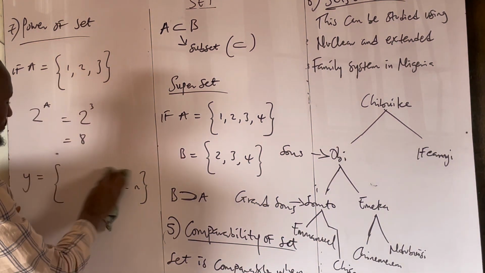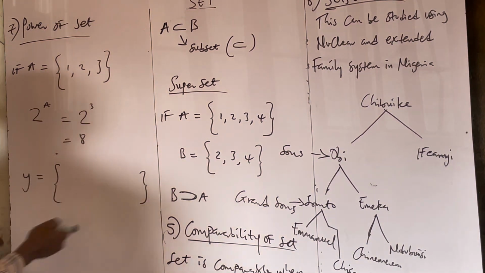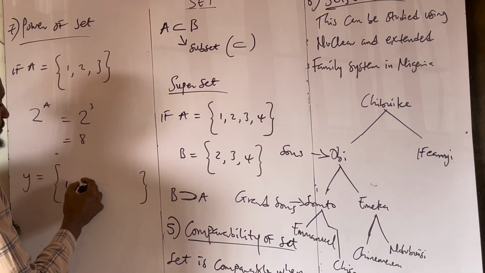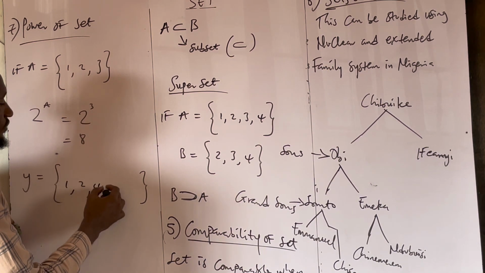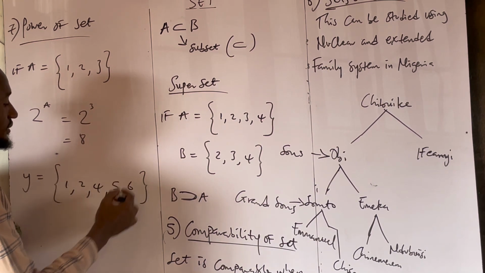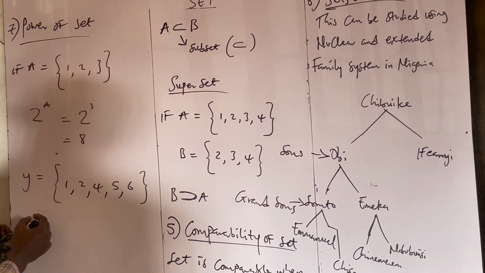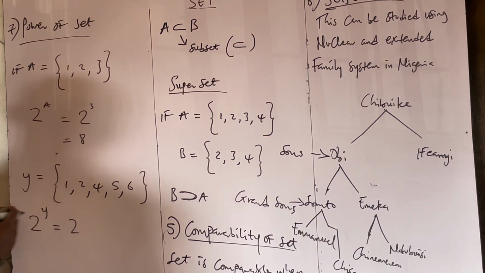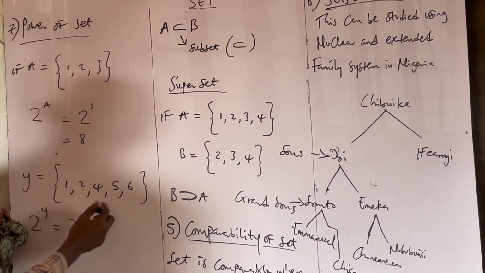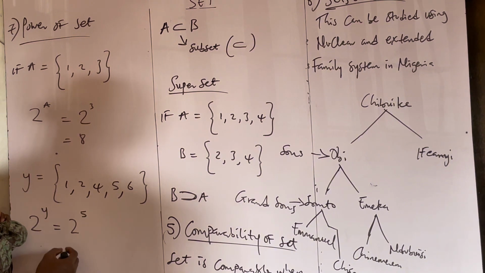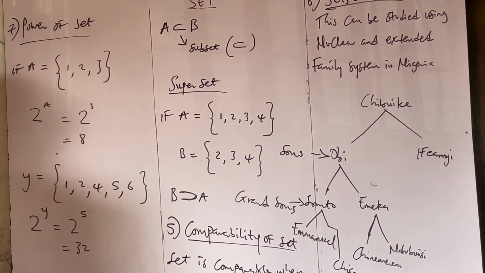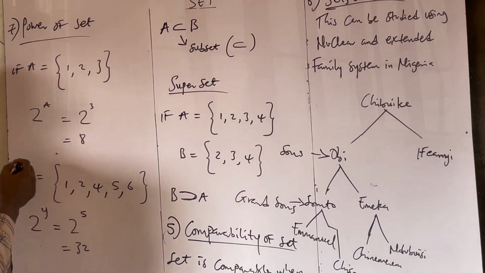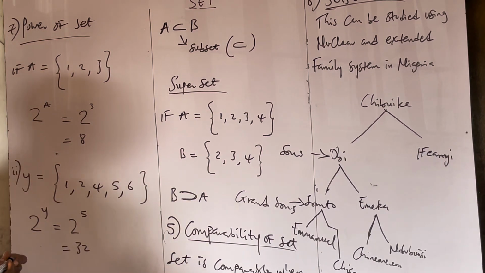Now let me solve another example. 1, 2, 4, 5, 6. So this is 2 raised to the power what? This is equal to 2 raised to the power 5. And this is equal to what? 32. Am I correct?